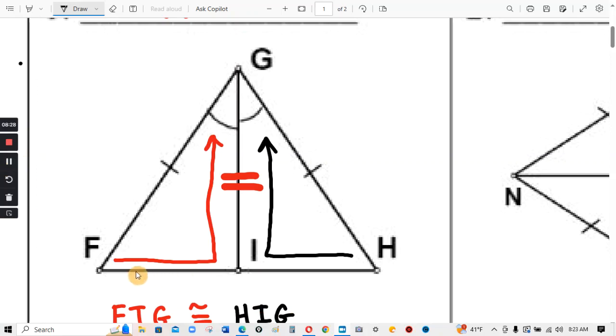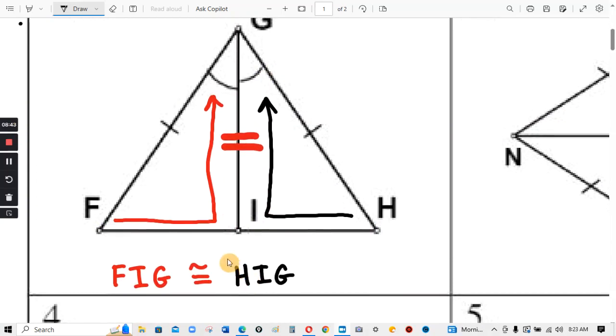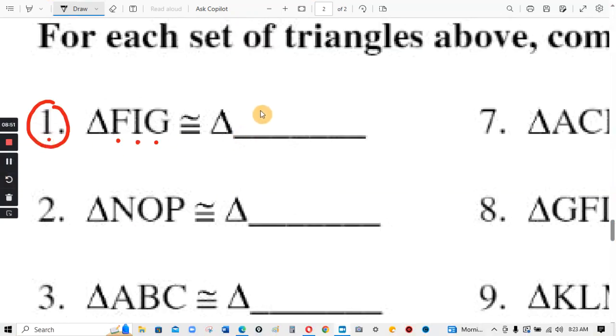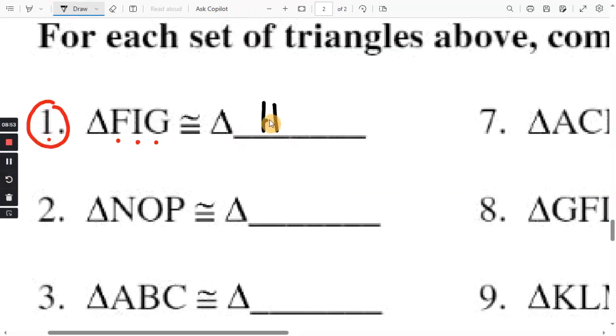In case you're confused, I went past the side with no markings, and then I went past the side with 2 markings. So you do the same here. I went past the side with no marks, and then past the side with 2 marks. So number 1 on the second part is going to be HIG. They already have the congruent symbol and the triangle symbol, so you just write the 3 letters.